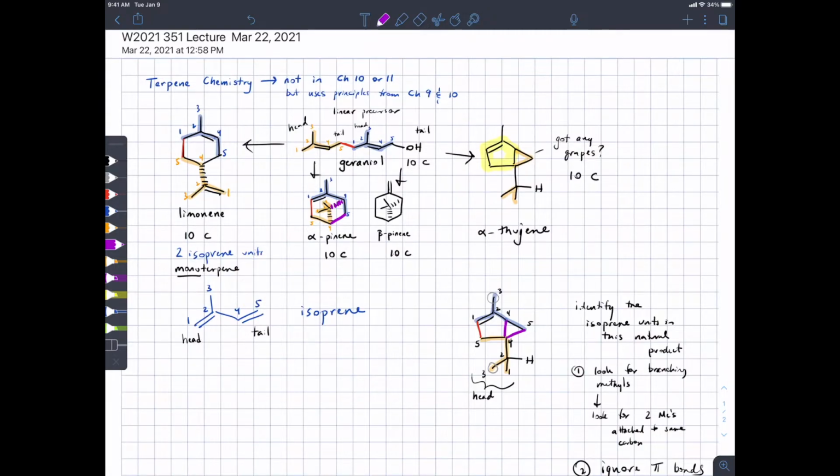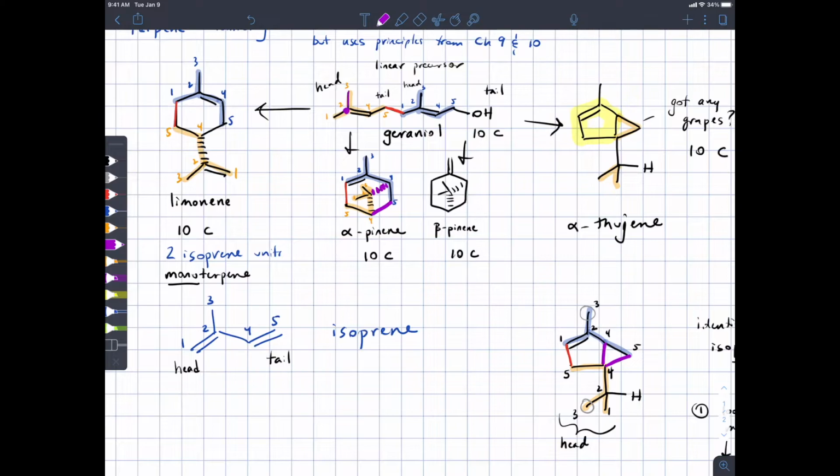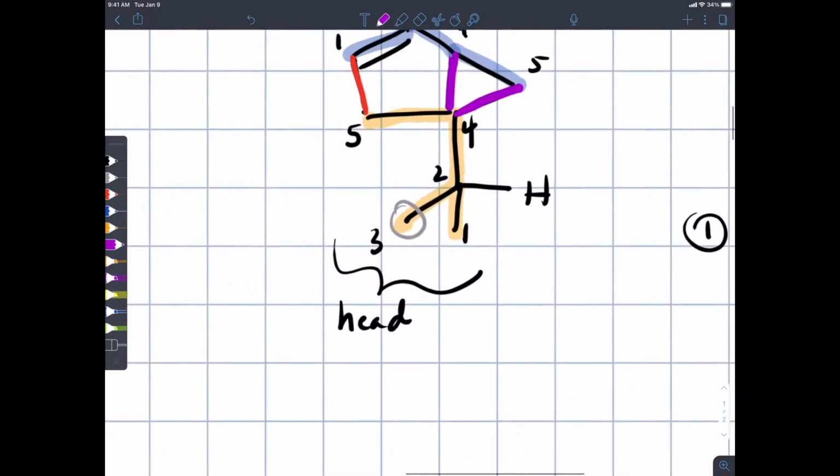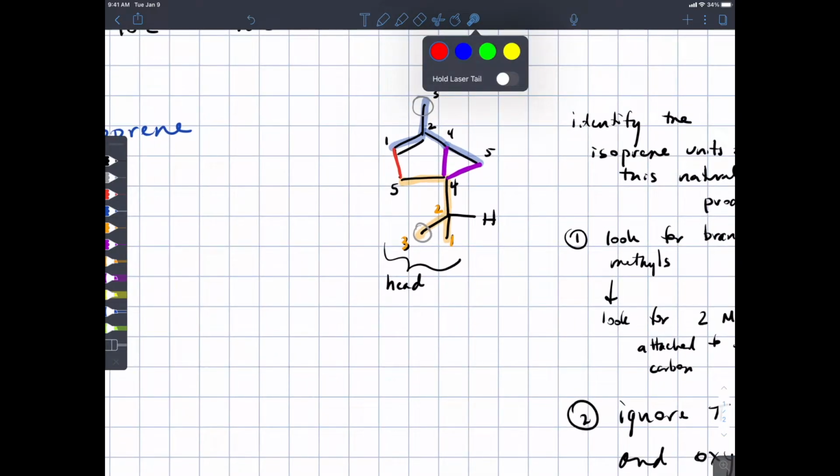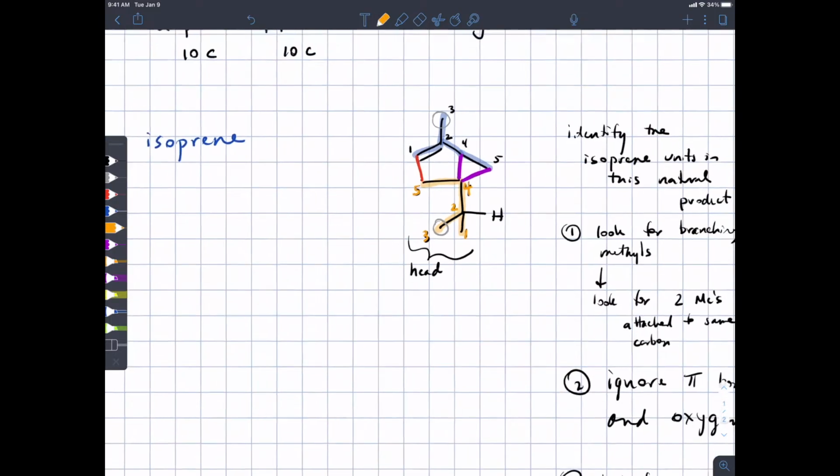For the molecule, how did I find the head? I looked for the carbon that's bonded to 2 methyl groups. And from there, I count 1, 2, 3, 4, and then 5. Sorry, maybe I'm not getting your question. Try again. Okay, yeah, to identify the part of the molecule that corresponds to the head of the linear precursor, you're looking for a tertiary carbon bonded to 2 methyl groups. And then that tertiary carbon is carbon 2, and the methyl groups are 1 and 3. And then the other carbons follow.